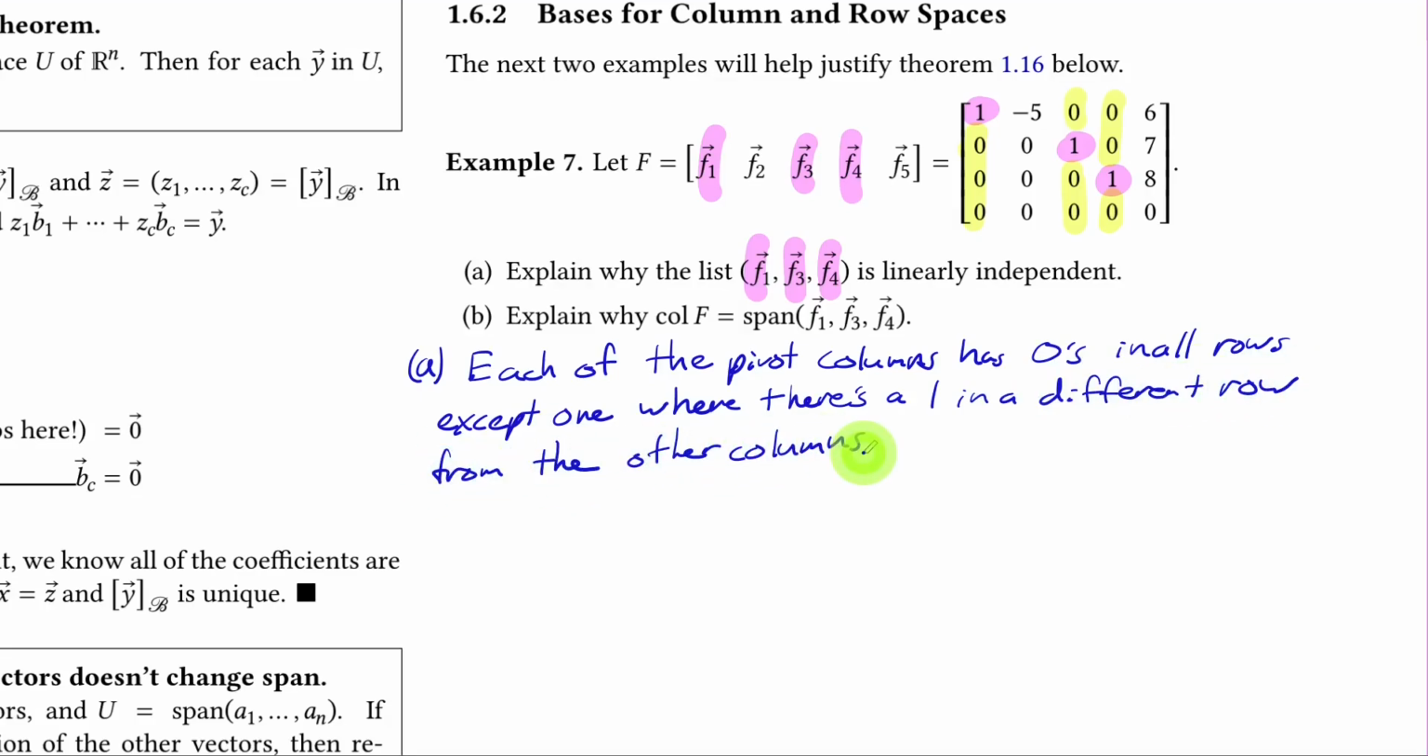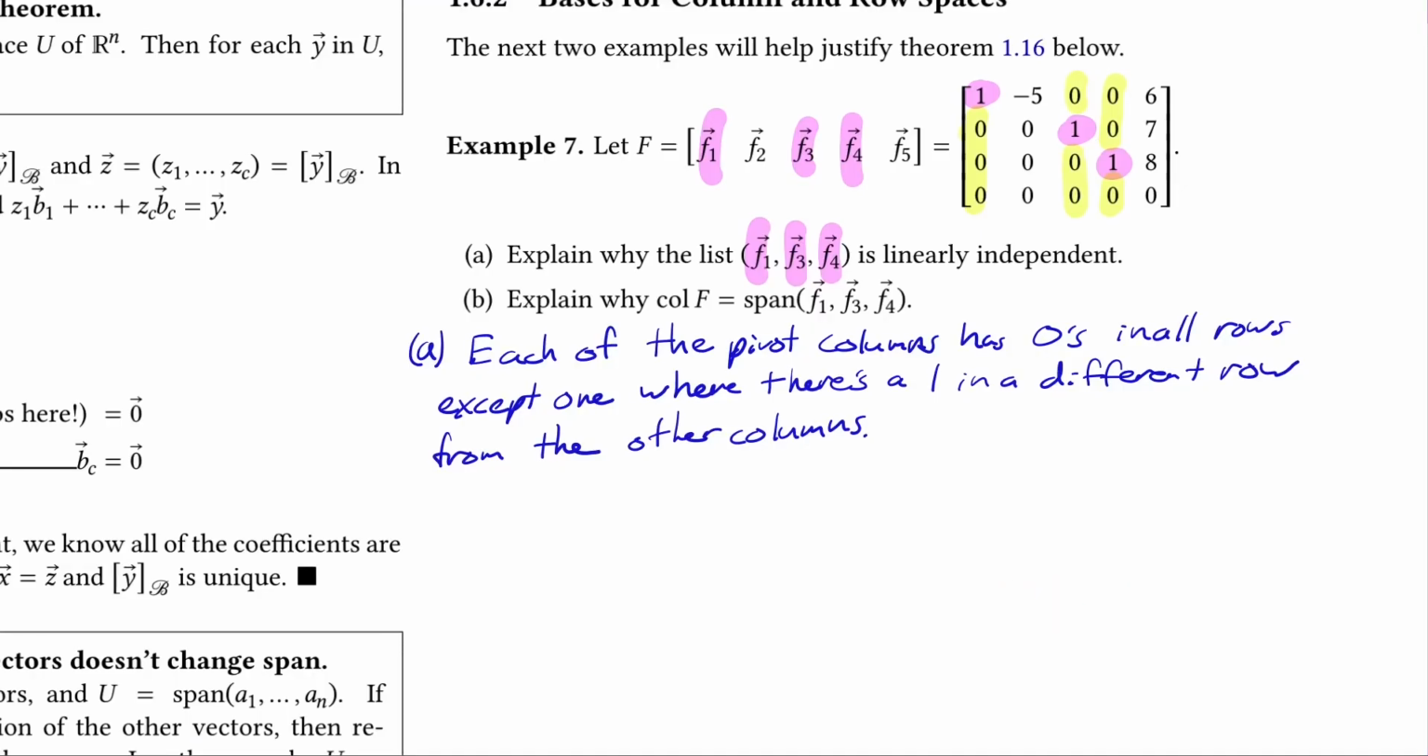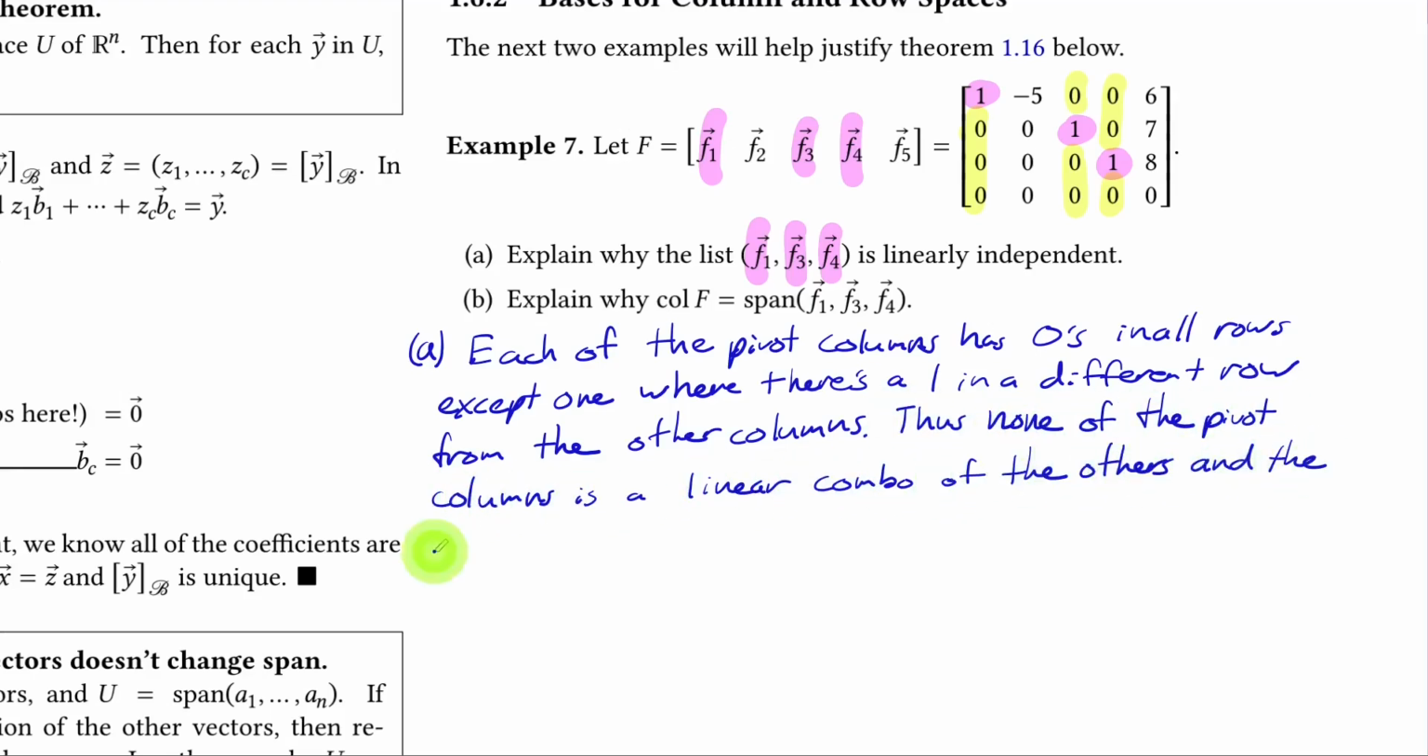So that means there's no way to get any one of them as a linear combination of the others. Because for example, any linear combination of the first 2 pivot columns cannot give you a 1 in position 3. So that's going to make it so none of them is a linear combination of the others, and that gives you a linearly independent set by theorem 1.6. Theorem 1.6 is the characterization of linear dependence. Okay, so we got that.